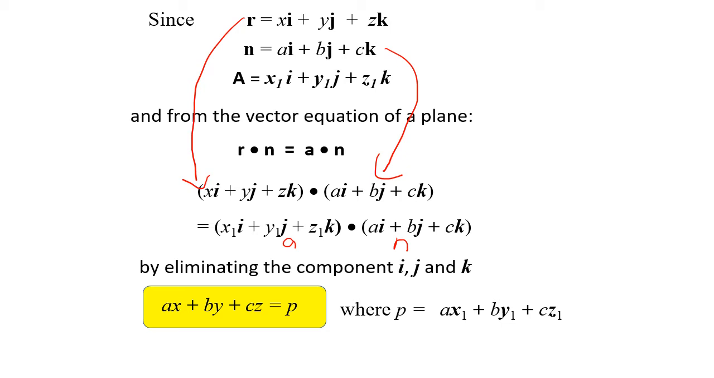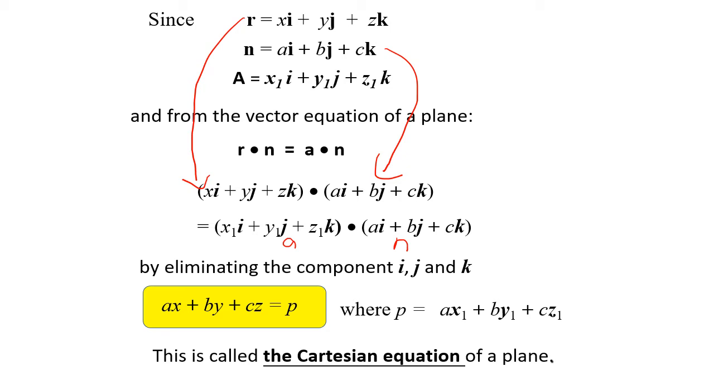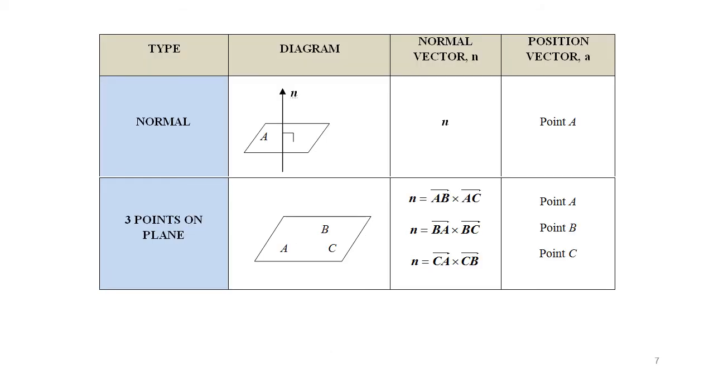Right. So this form of the equation highlighted in yellow here is what we call the Cartesian equation. So remember the Cartesian equation, x, y, z. So a, b, c come from the normal, and then p comes after we do the dot product A dot N. So later when we discuss the example, it will be clearer how we get this Cartesian equation.